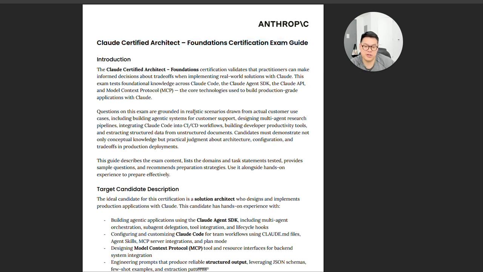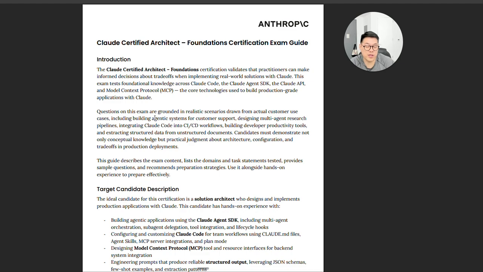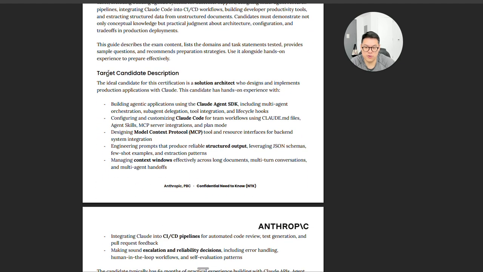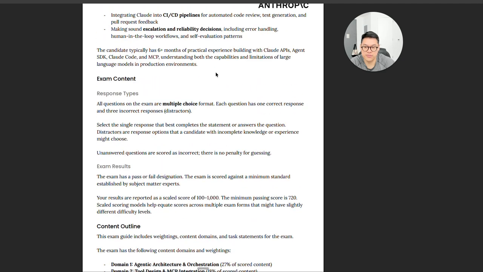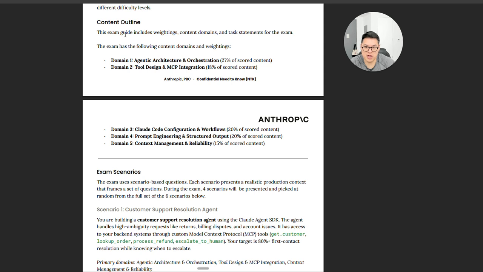We have a few things. So the first thing that I did was the following. I realized they have 40 pages worth of documentation here. There is the target candidate description, the exam content, the exam results, and the exam content outline.